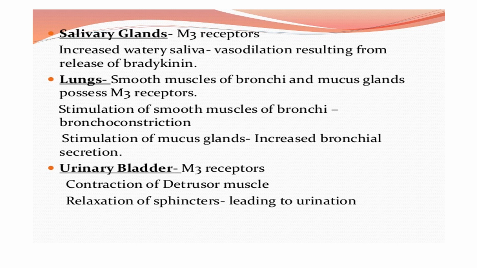Now coming to lungs. In the lungs there are mucus glands and bronchial smooth muscles, all innervated by M3 receptors. Activation of smooth muscles will cause bronchoconstriction, and activation of the mucus glands will cause increased mucus secretion. So finally, if M3 receptors are activated, the clinical picture is that the patient will have breathlessness with increased secretion in the mouth.